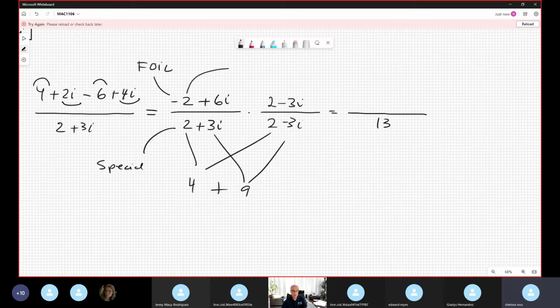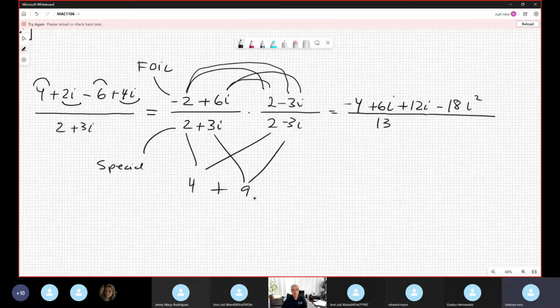Now 4 is negative 4, negative times negative is positive 6i is 12i and is minus 18i squared. But remember, the good student never writes i squared, because you immediately replace it by minus 1, and the double negative becomes positive. Cool? Yes. Okay, now we combine real, real, imaginary, imaginary. 18 minus 4 is 14. And 12 plus 6 is 18, over 13. And leave it like that?